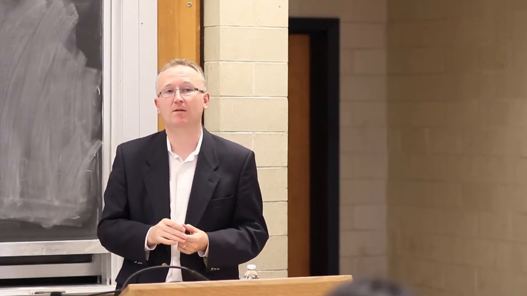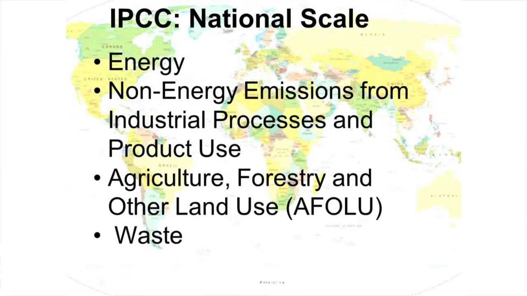But the IPCC guidelines are strictly territorial based, strictly production based emissions. So you don't consider material flowing into your city or your territory because it's just direct emissions from your territory. And the IPCC at the national scale breaks down emissions into four major categories, of which energy is the most major and important one for cities.